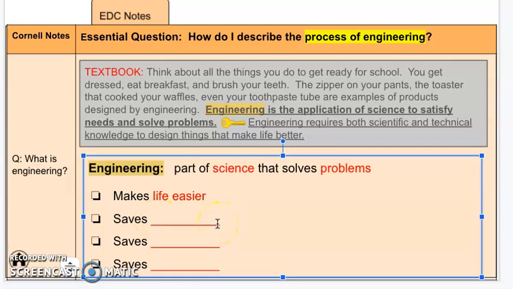Think of all the things that we have today that people didn't have 100 years ago. These things make our lives easier. They also save lives. There are things you're going to read about in the next couple slides about how engineering saves lives. Engineering can also save energy, not only human energy, but also our natural resources, like coal and fossil fuels. And it also saves time and money. Okay? Pause the video if you need to catch up.